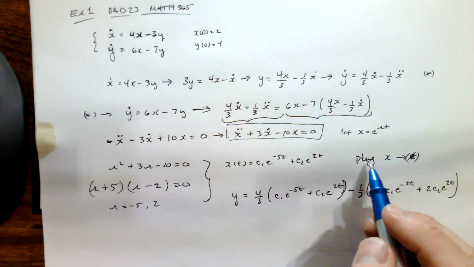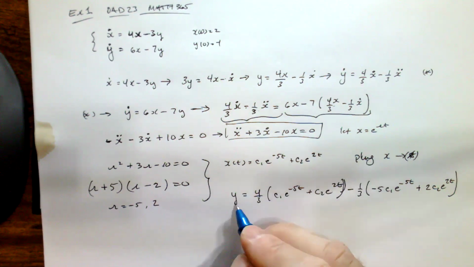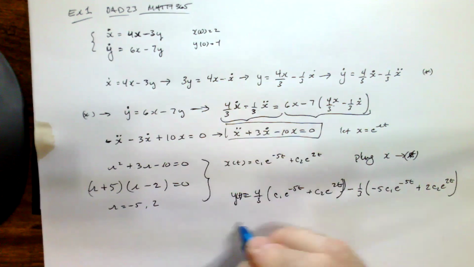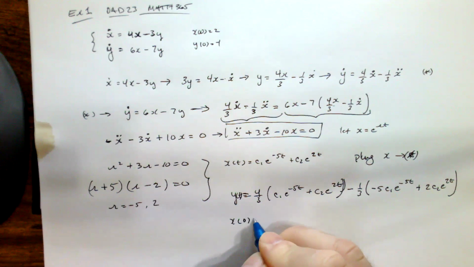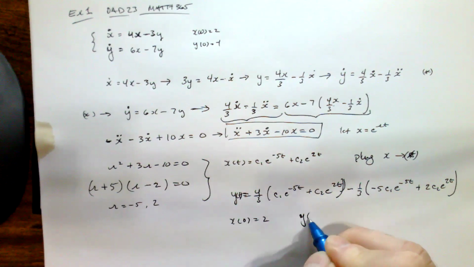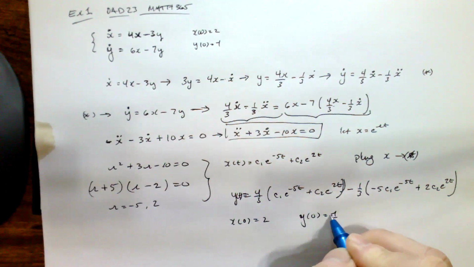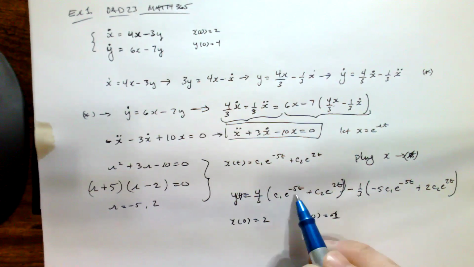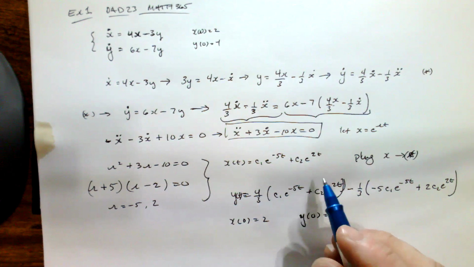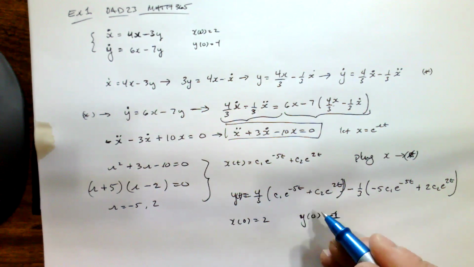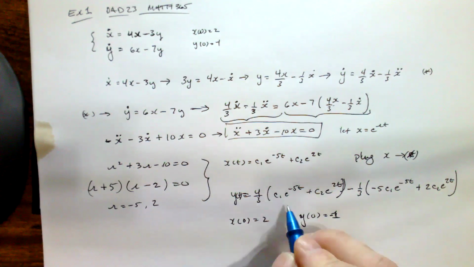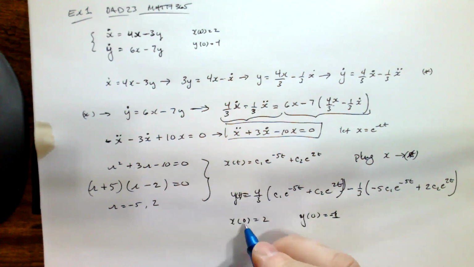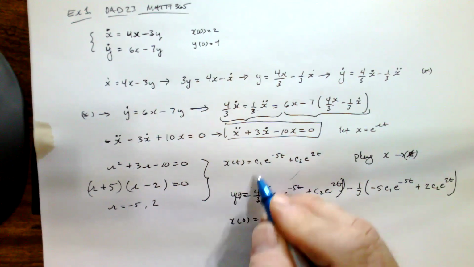And we can use the initial conditions now on x of t and y of t. So this is y of t here. Our initial conditions were x of 0 is equal to 2, and y of 0 is equal to negative 1. If we plug these in, we're going to get equations for c1 and c2.